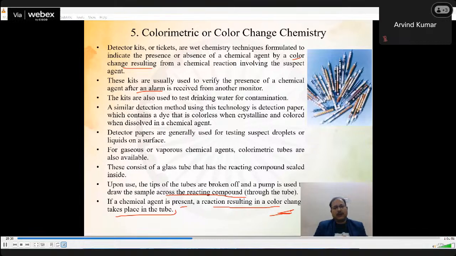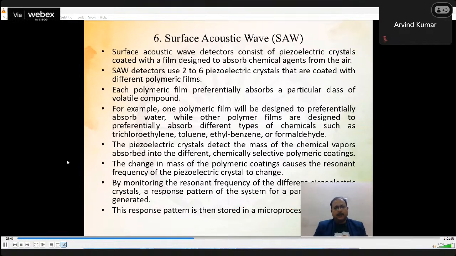The change in color takes place in the tube, and it will tell us that there is a certain amount of agent present in this particular sample. Colorimetric is basically a color change chemistry. Certain more things: surface acoustic wave (SAW).